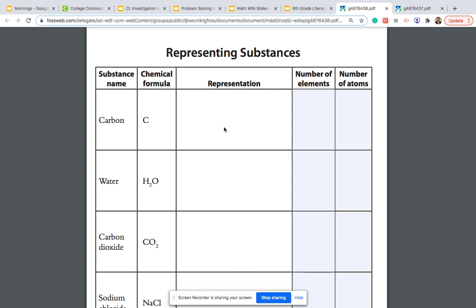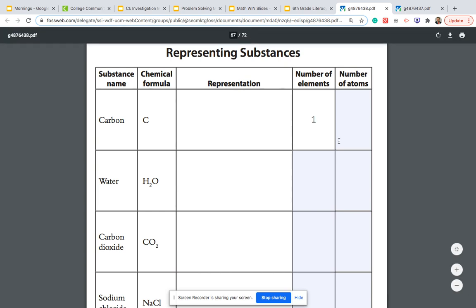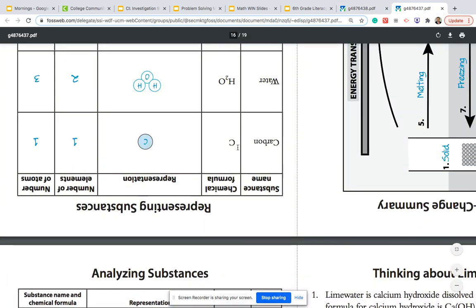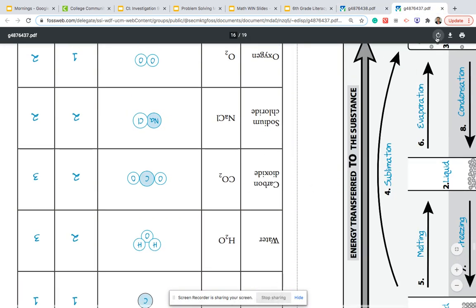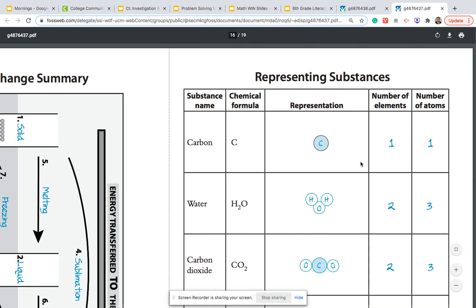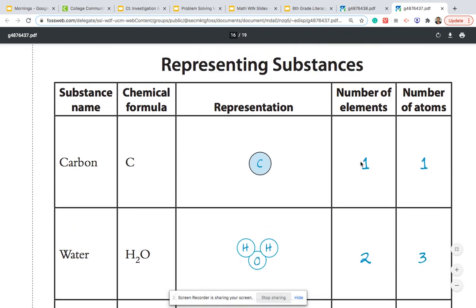So with our carbon, the way we could represent that is with our orange dot. So 1 orange dot. And if we're looking at it, the number of elements in there, that's just 1. There's just 1 element, it's carbon. And the number of atoms, well, there's just 1 there as well. So let's see if I can get a better picture. Here we go. So this is what we worked on. We represented it with our C, and there's 1 element and 1 atom.